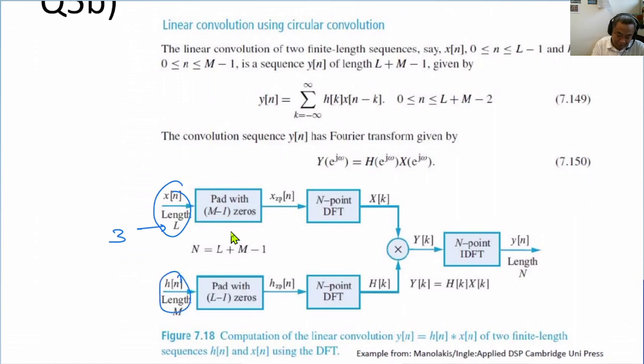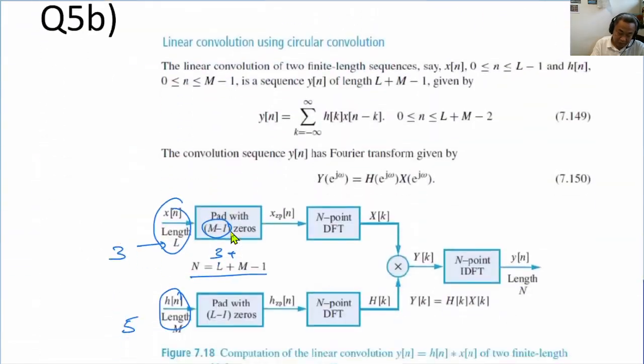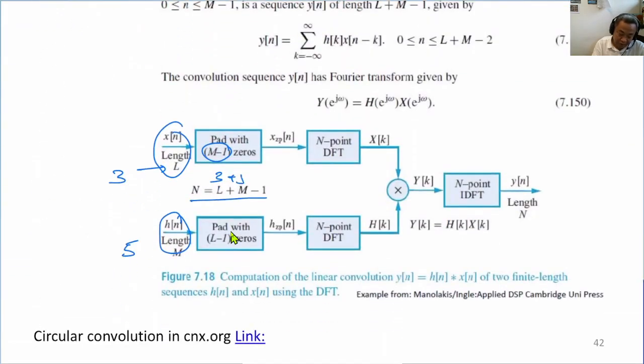H has length 5. Well, we're going to pad it. Okay, so we're going to pad it by what? M minus 1. Where's M? So M is 5 minus 1. So what is L? L is 3 plus, what was I doing? 3 plus 5 minus 1. Answer is 7. So we are going to have a 7 point.